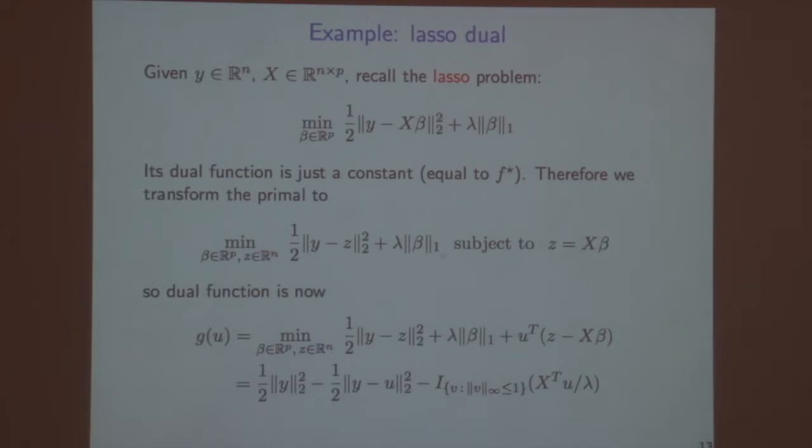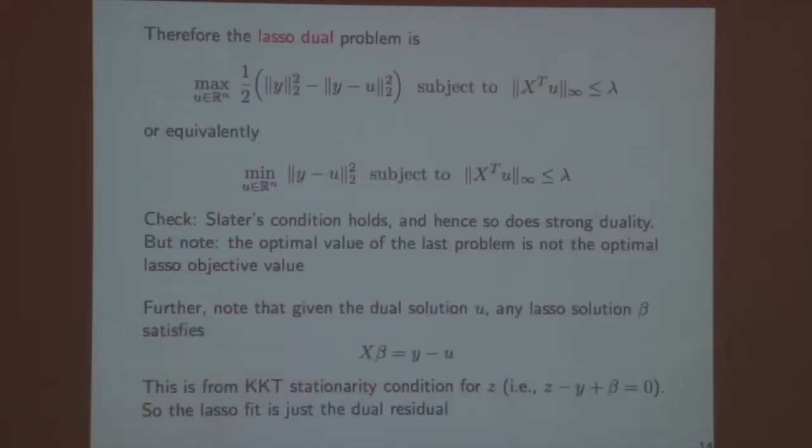But looking at this problem, it's convex, clearly, and it's clearly feasible. All I have to do is find z and beta such that z equals x beta. For example, putting both 0 there makes that feasible. So Slater's condition holds, and we have strong duality, which means that the Lasso's dual attains the same objective value as the Lasso's primal does.